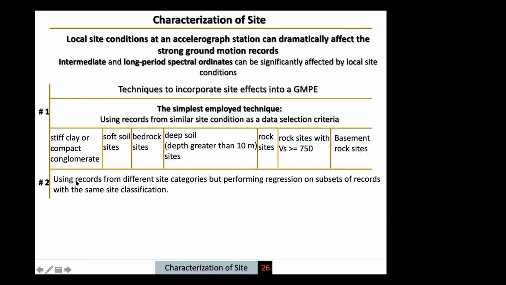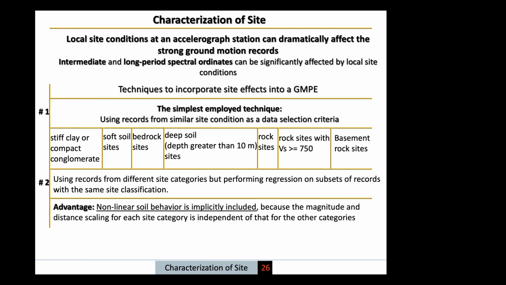But when you use different site categories, you can perform regression on subsets of records with the same site classification. So you put all those with the basement site condition together and those with soft soil sites together and apply the regression on those. The advantage of this method is that nonlinear soil behavior is implicitly included. The reason is that the magnitude and distance scaling for each of these site categories is independent of that for the other categories, since you are considering all the records of one site category together.